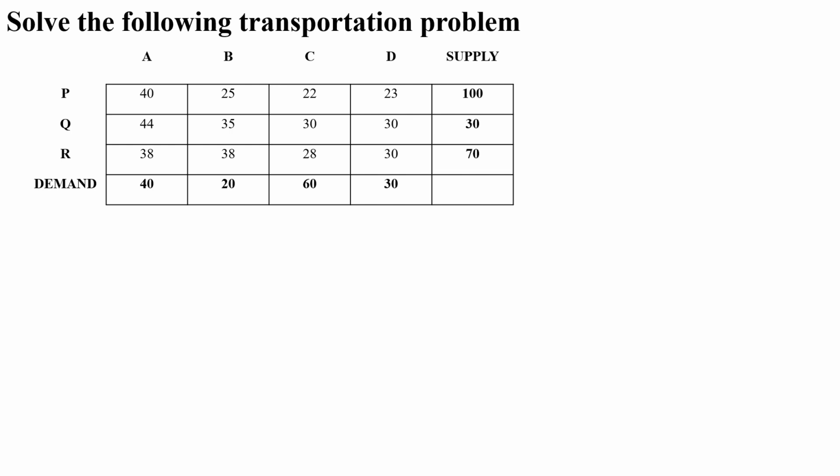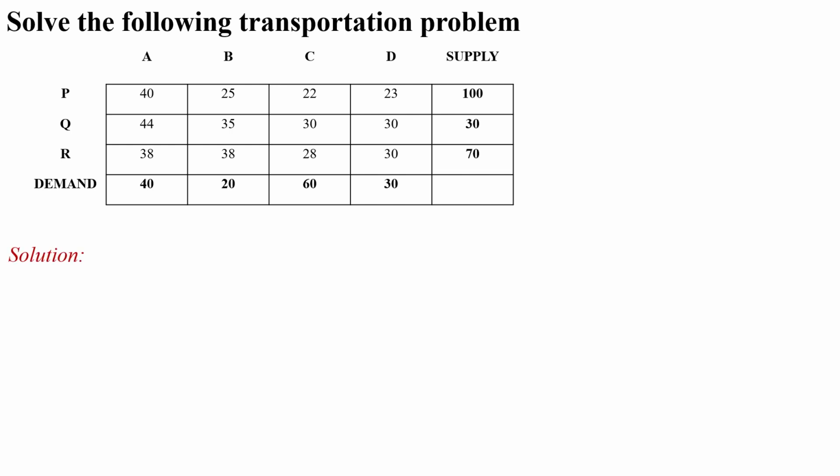In the present video, we will discuss the example problem on unbalanced transportation problem solved by northwest corner rule method. Let's see the problem. Solve the following transportation problem. Here given the three supply centers P, Q, R along with respective supply and four demand centers A, B, C, D along with their respective demand.